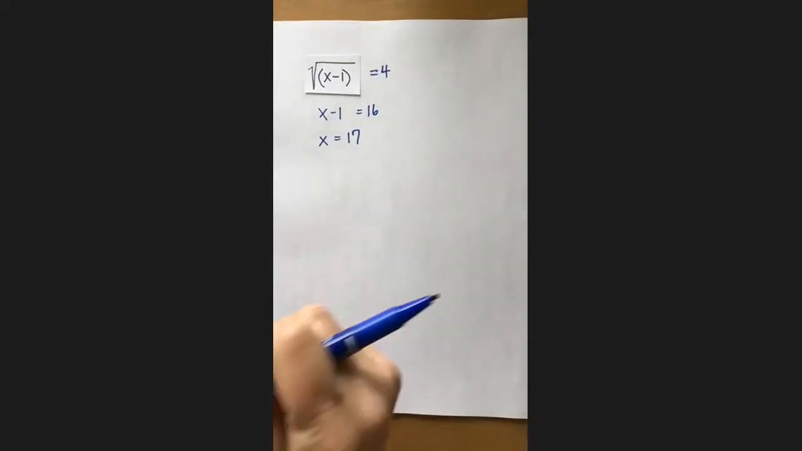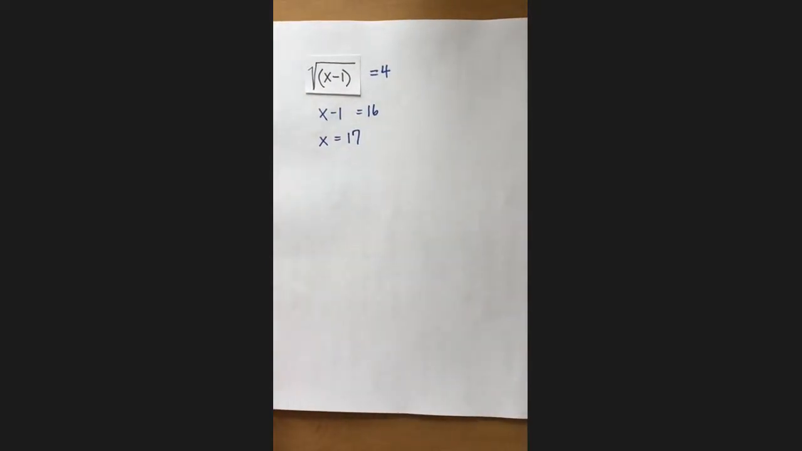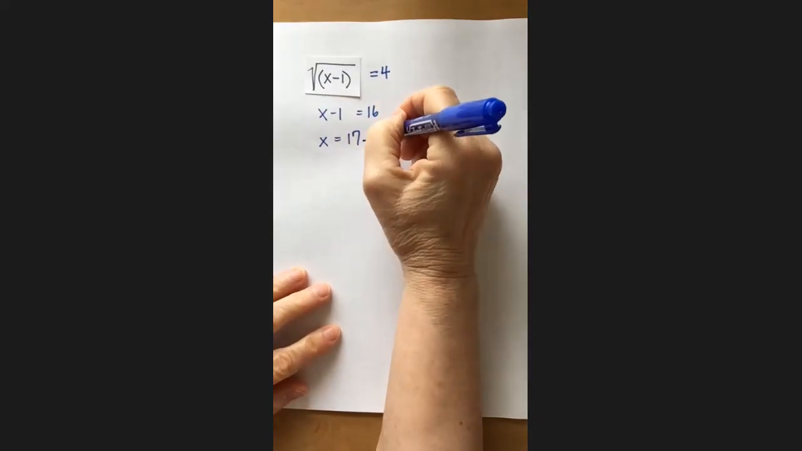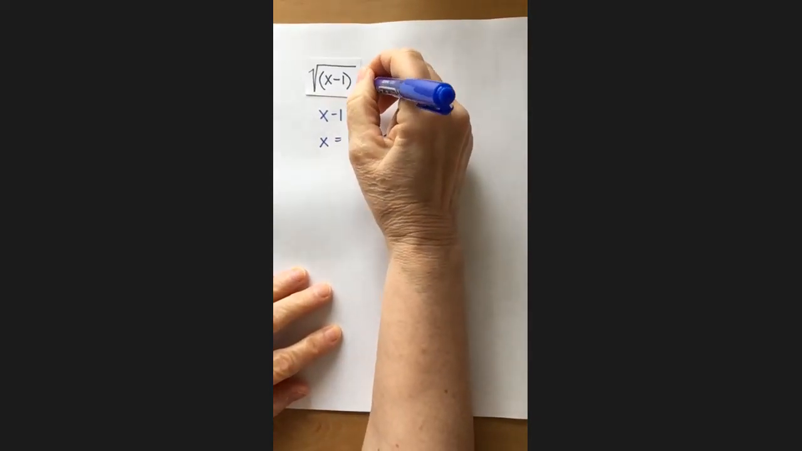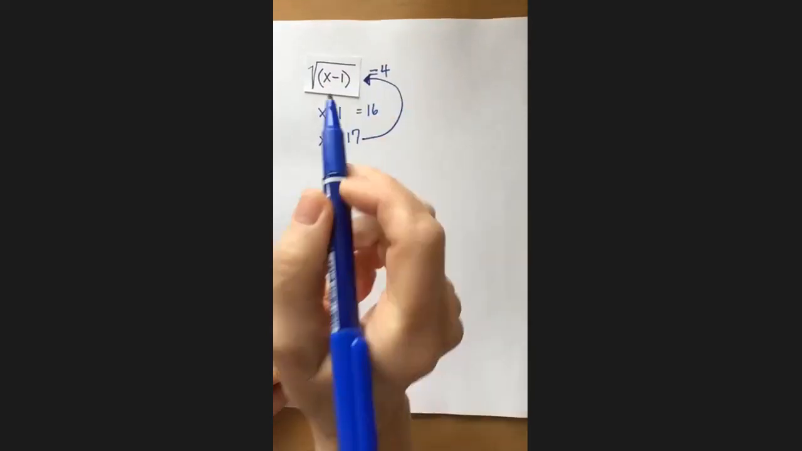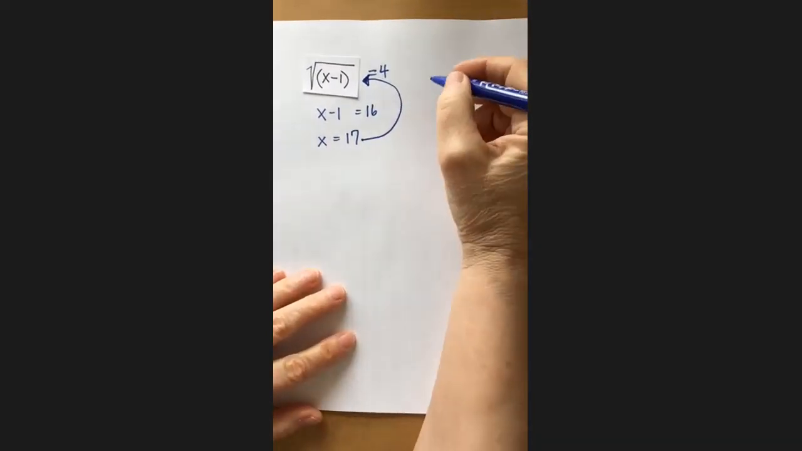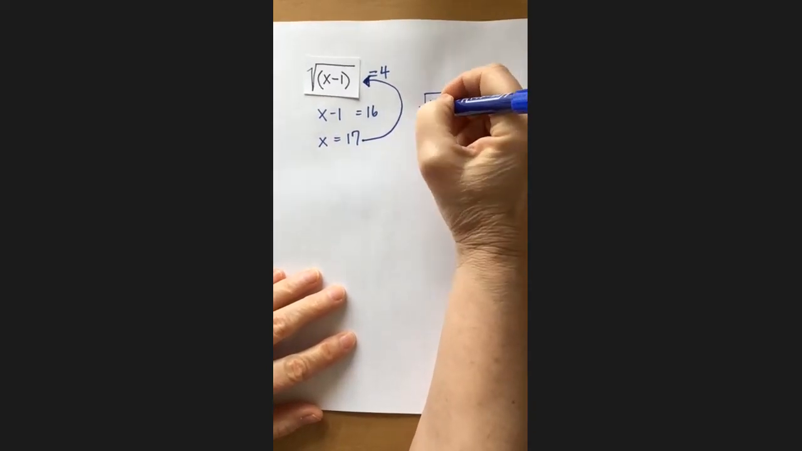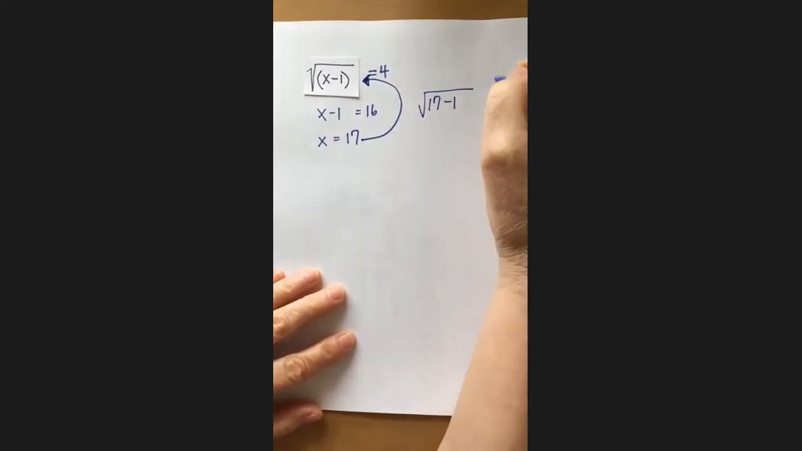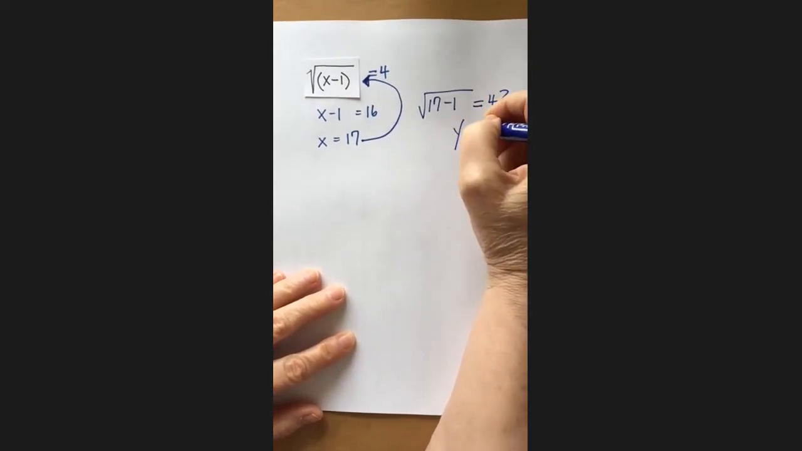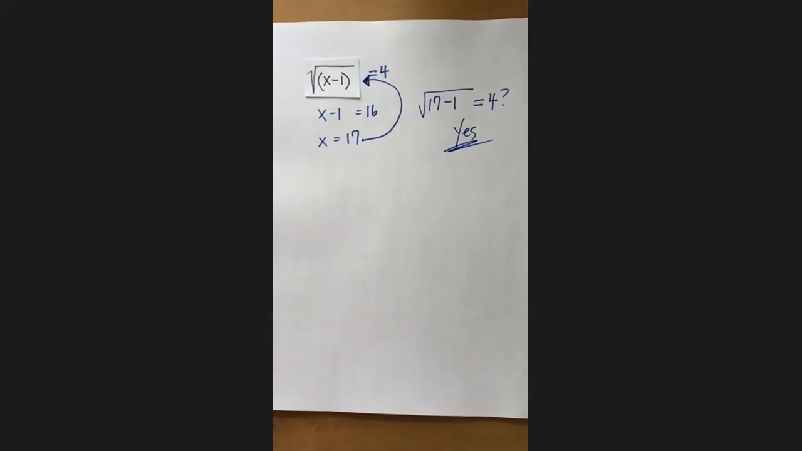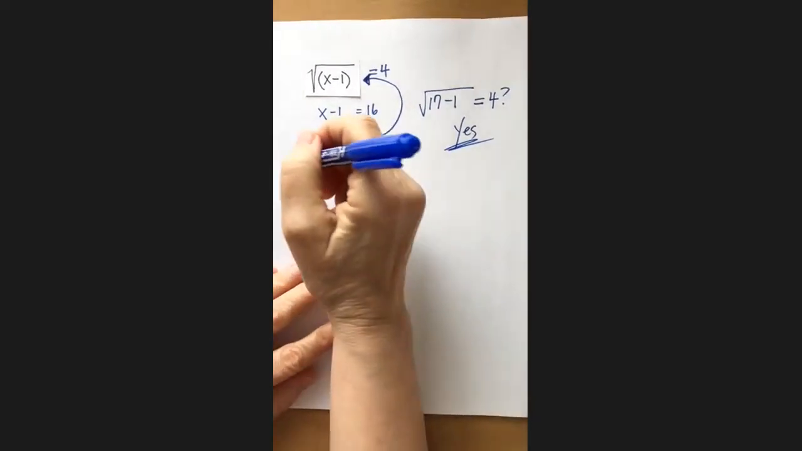Now, the important thing about radical equations is you always have to plug the answer you get back into the original equation, because squaring both sides can give you spurious results. And so we want to check 17 minus 1, the square root of 17 minus 1. Is that equal to 4? Yes, it is. But just because it's yes 90% of the time, don't forget that other 10%, those are the ones that might be on the test. Okay.